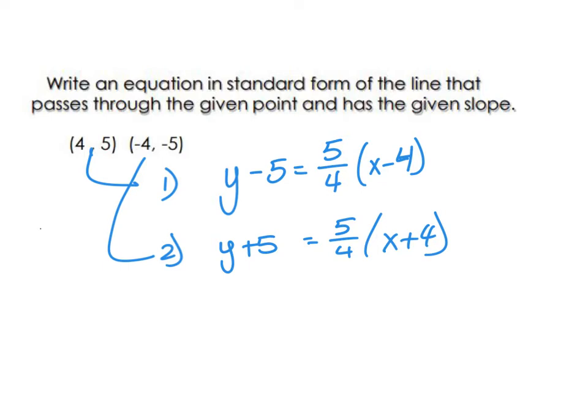So again, these are for the same line. They just look different because we use different points. If you notice, the slope is the same. Let's look at the next one here.